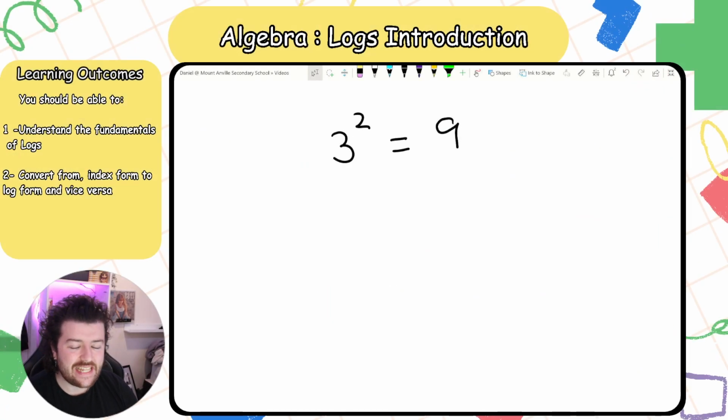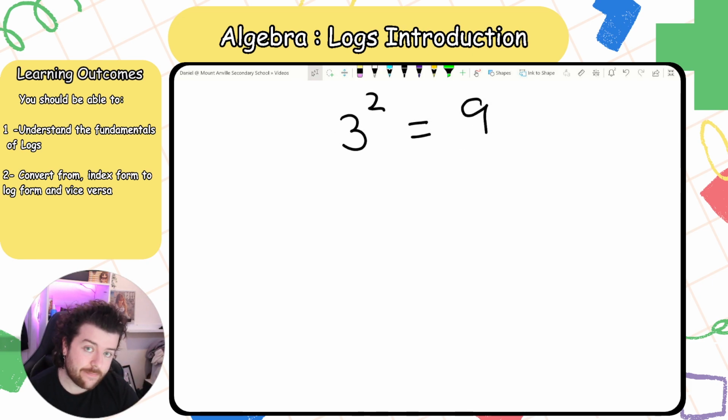Everyone. Okay, so in this video we are going to be introducing logs and understanding what logs are. In order to understand logs, we have to be able to understand exponentials. So hopefully you know about exponential and index notation and your rules of indices going into this video. So let's look at this sum here.